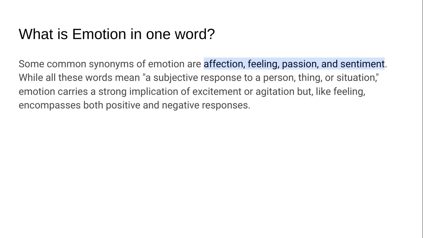What is another word for emotion? Some common synonyms. Synonyms means the same thing, right? So some common synonyms of emotion are affection, feelings, passion, and sentiment. While all these words mean a subjective response to a person, thing, or situation, emotions carry strong implications of excitement and engagement, while feelings encompass both positive and negative responses.